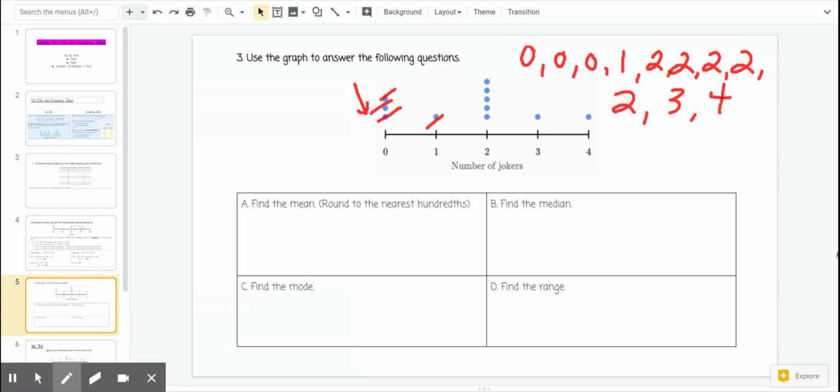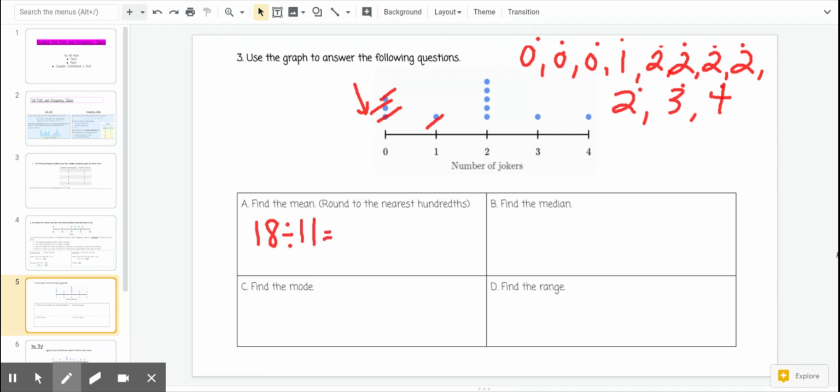So now I have to find the mean. So I'm going to add all of those numbers up. And when I add all of those numbers up, I get 18. And that is 1, 2, 3, 4, 5, 6, 7, 8, 9, 10, 11 data points. I'm going to divide by 11.